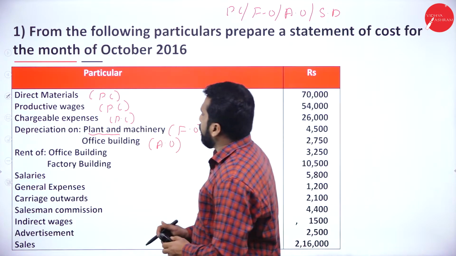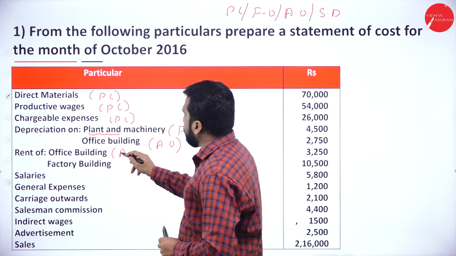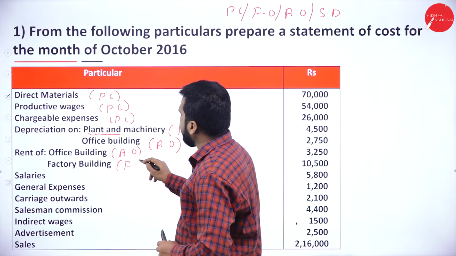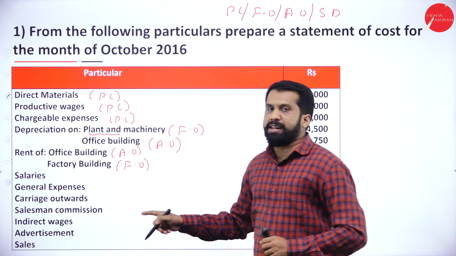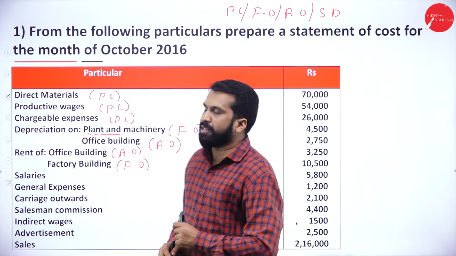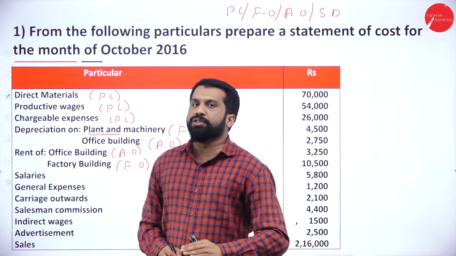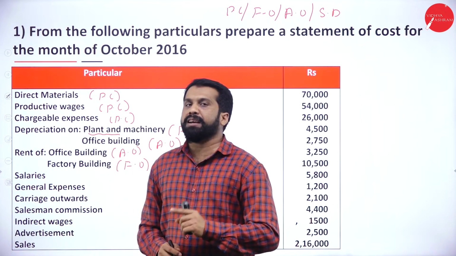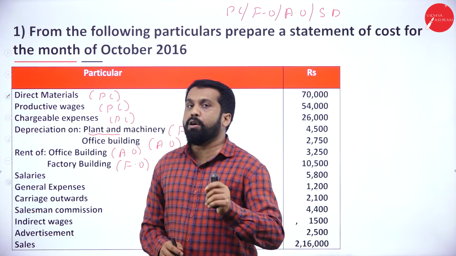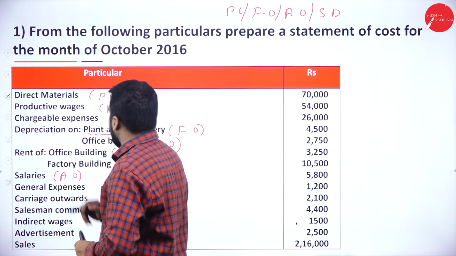Then, rent of office building. Office building comes under administration overhead. Factory building comes under factory overhead. Hope you are getting what I am doing now. Now, salary. Have they mentioned salary for factory or office? They have not mentioned. If it is not mentioned, in the factory they give indirect wages, but salary normally is given in office. So, office and administration overhead.